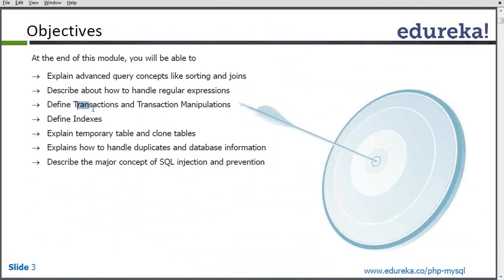Then we will see defining transactions and doing the transaction manipulations. Then what are indexes, how many different kind of indexes, and how we use indexing in our database. Explaining what are temporary tables and how we can clone a particular table. Then we will go on explain how to handle duplicates and how to get rid of duplicates. Next, we will describe the major concepts of SQL injection and how we can prevent it. So these are the basic objectives of today's class.